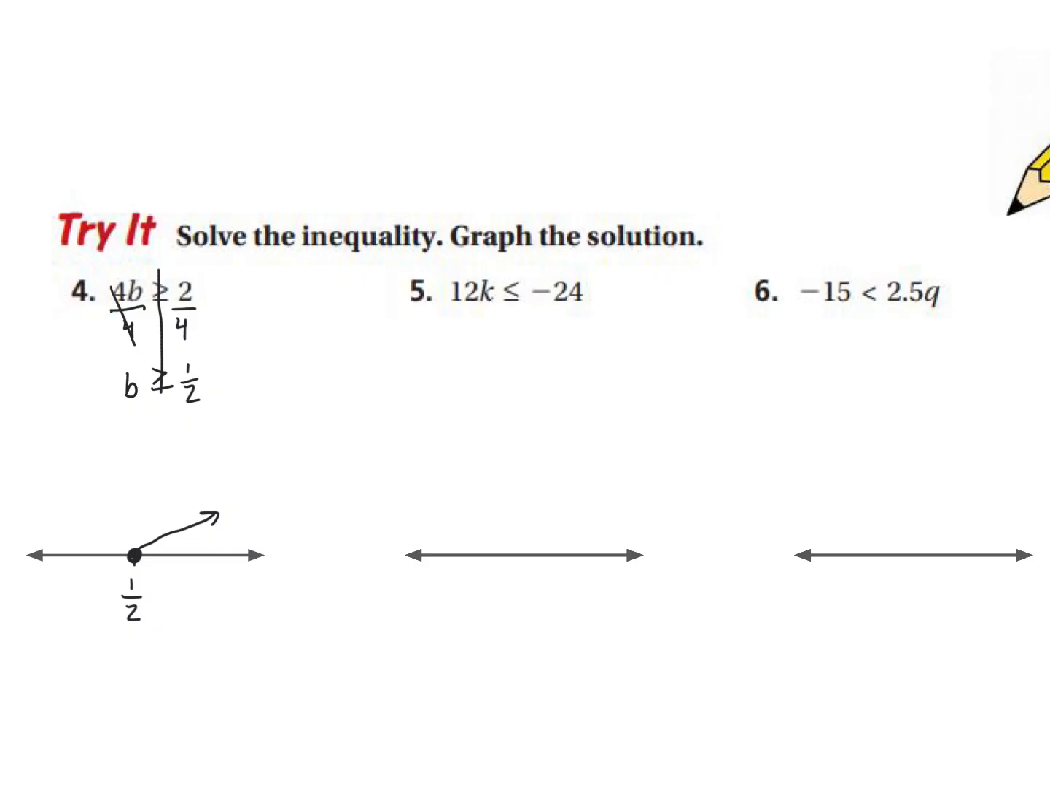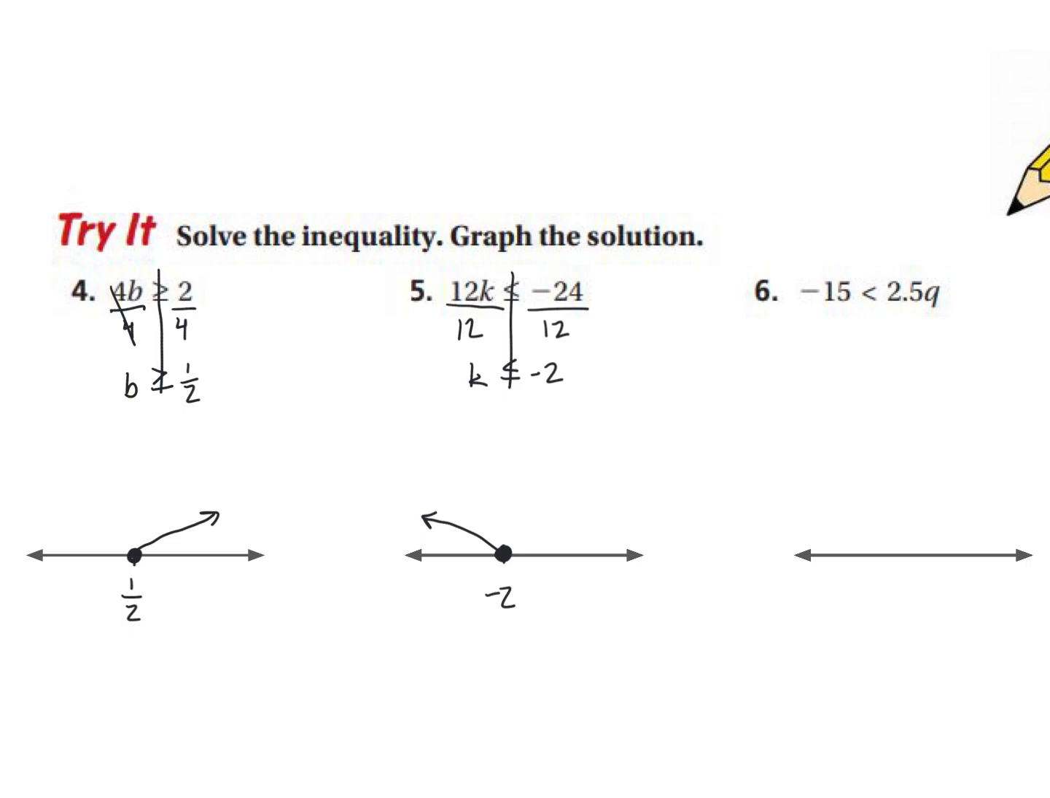For the second one, again, I'm going to divide here because 12 is attached to k. By dividing by 12, I get k is less than or equal to, there are 2 12s that fit into 24. Negative divided by positive is negative. Negative 2 becomes my reference point. I do have an equal to bar, so I can fill it in. And I want numbers that are smaller than -2 this time, so I'm going to go to the left.